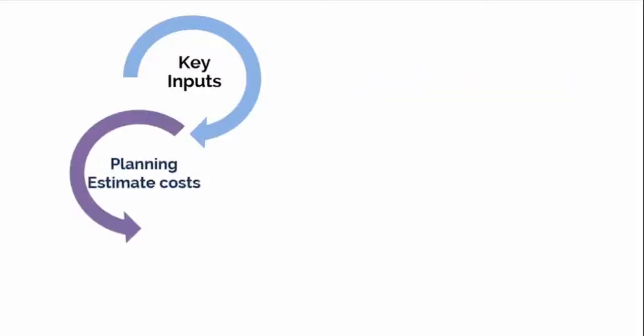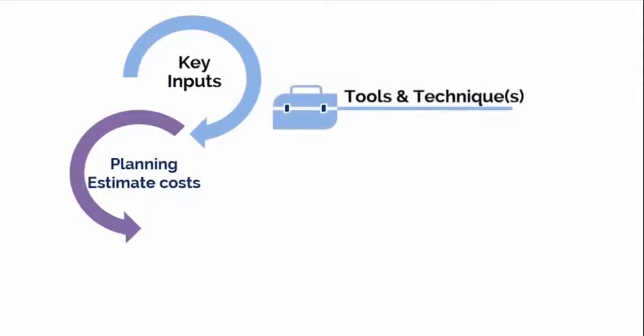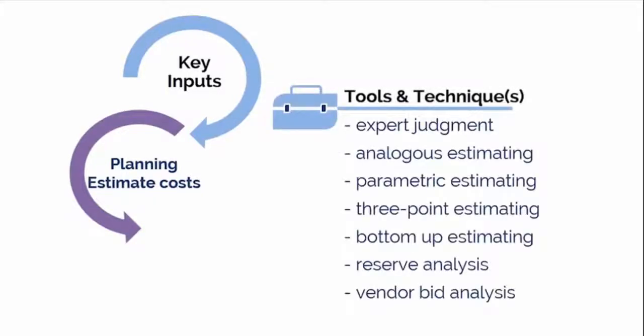The estimate cost process has quite a list of tools and techniques, as you can see here. The first is expert judgment, as we can and should take advantage of any knowledge we have gained in prior projects and apply it in this process. This could include methods of estimating costs and how to reconcile differences between them.